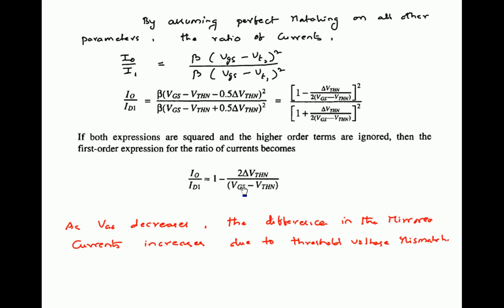This is the ratio of output current to input current in a simple current mirror when threshold voltage mismatch is considered. As VGS decreases, this term increases, so the ratio is going to be less than 1. So the difference in the current mirror increases because of threshold voltage mismatch. For large VGS the effect is small, for small VGS the effect is large.